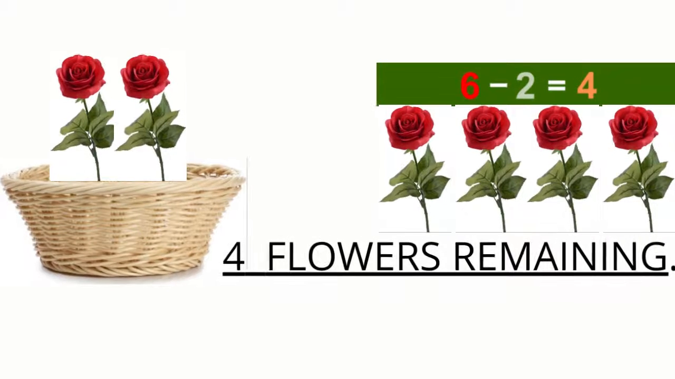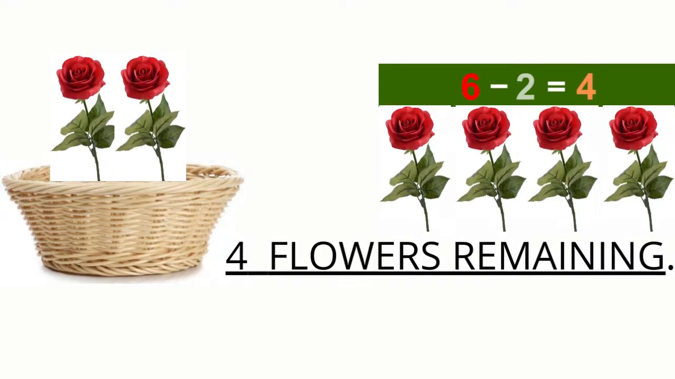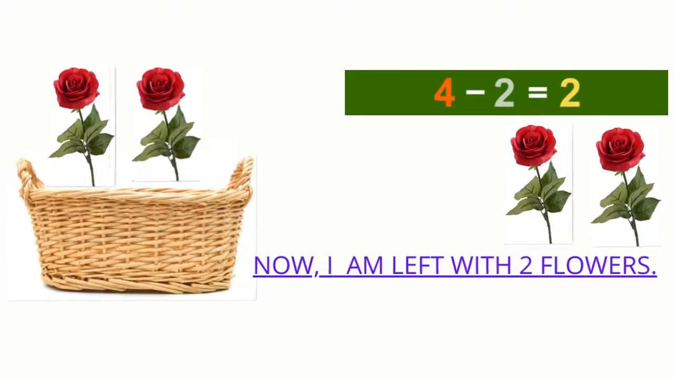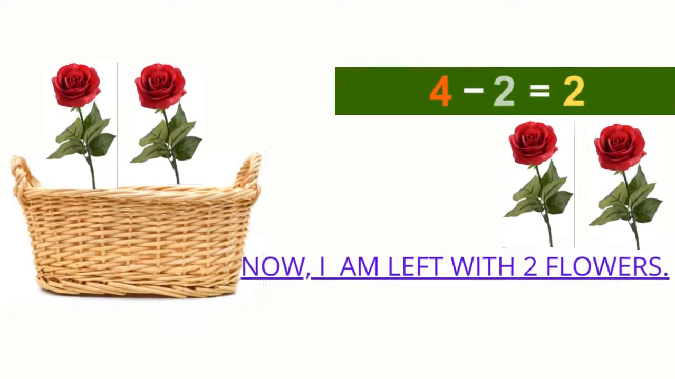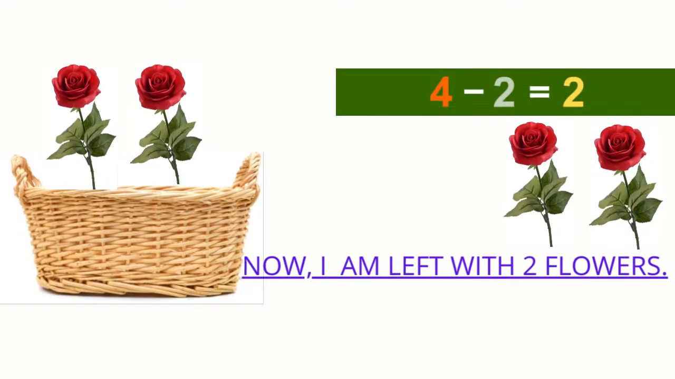From the remaining 6 flowers, I put again 2 flowers in the second basket. So 6 minus 2 is equal to 4. One more time, I put 2 flowers from the remaining 4. 4 minus 2 is equal to 2.